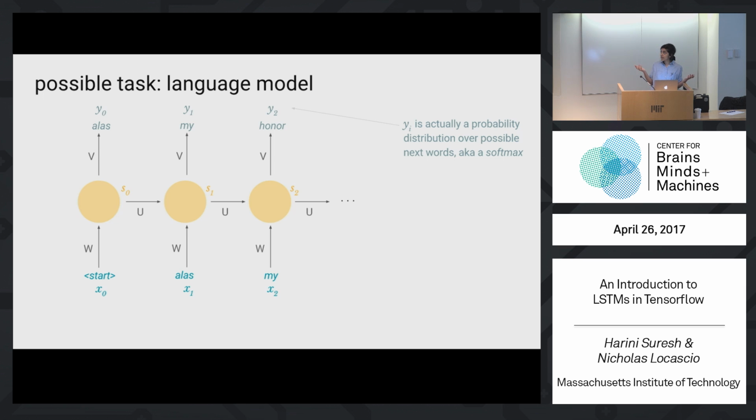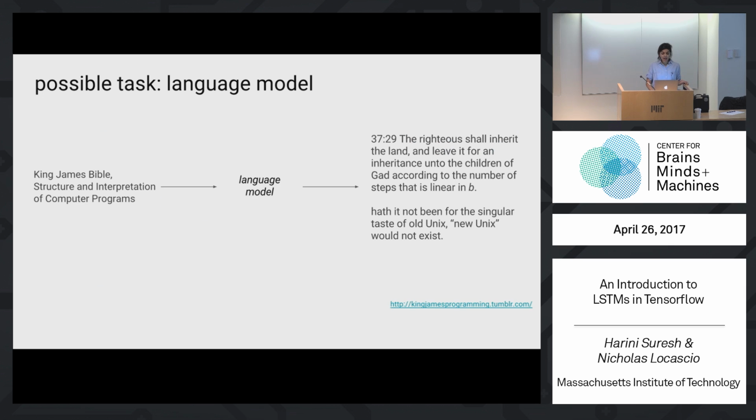If we're training this network, we would have some loss function based on how similar that sequence is to the sequence we were actually trying to get out. And if we've already trained the network, then we can just continue creating outputs to generate sentences like what you just saw. And you can train a language model using anything. So this is a funny example, and you can find more examples at the URL at the bottom. This is a language model that's been trained on the King James Bible and the Structure and Interpretation of Computer Programs textbook, and it produces things like, "had it not been for the singular taste of old Unix, new Unix would not exist."